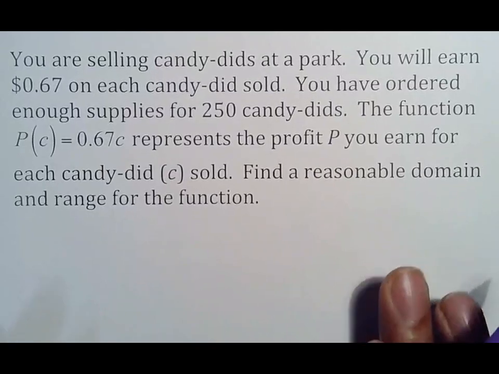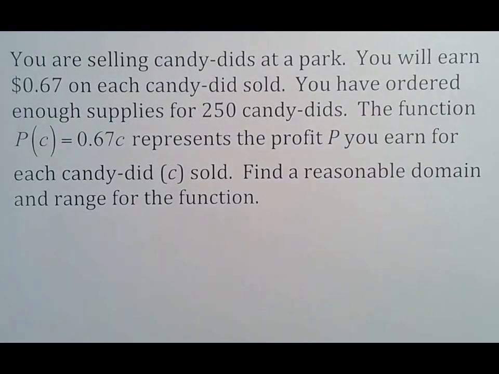There's actually one more thing I have to cover. You're selling candidates at a park. You'll earn 67 cents on each candidate sold. You have ordered enough supplies for 250 candidates. The function represents the profit P you earn for each candidate sold. Find a reasonable domain and a reasonable range.